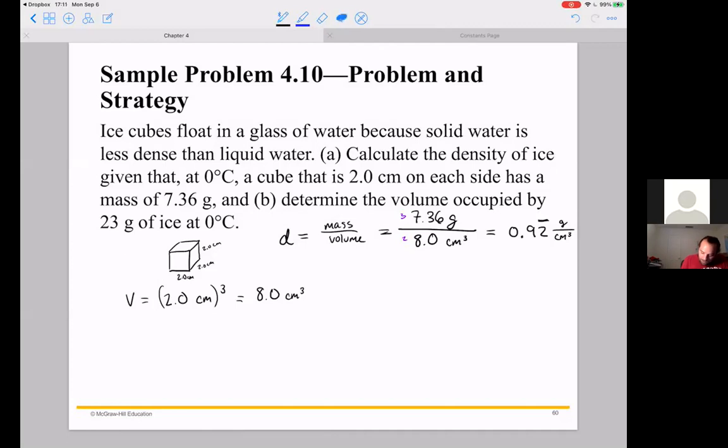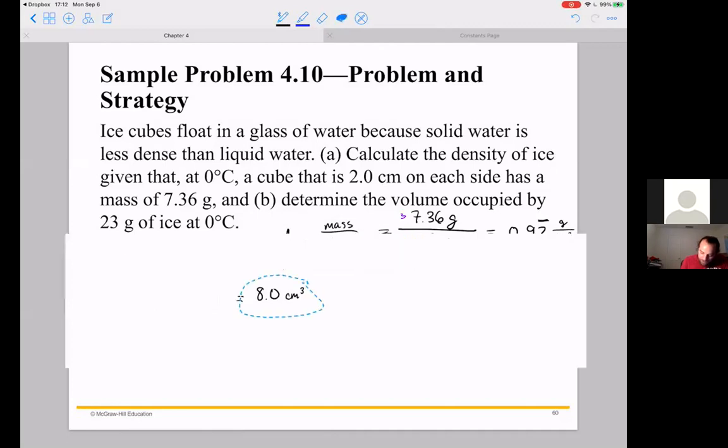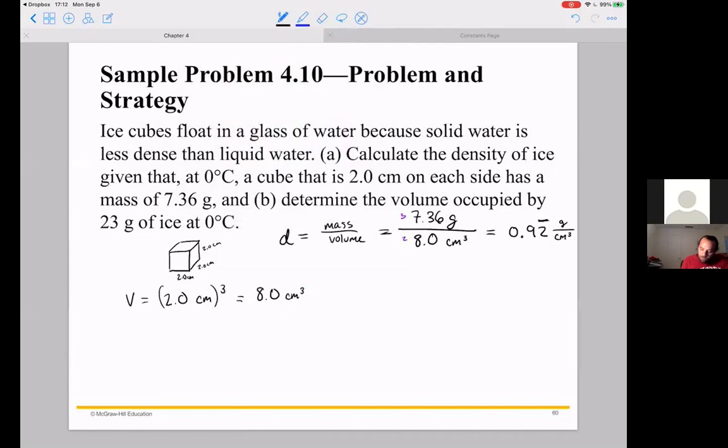More importantly, though, is part B of this problem, where now I'm going to use this density, this conversion factor, to determine the volume occupied by 23 grams of ice at 0 degrees Celsius. So again, I gotta move this over. It's going to bother me.